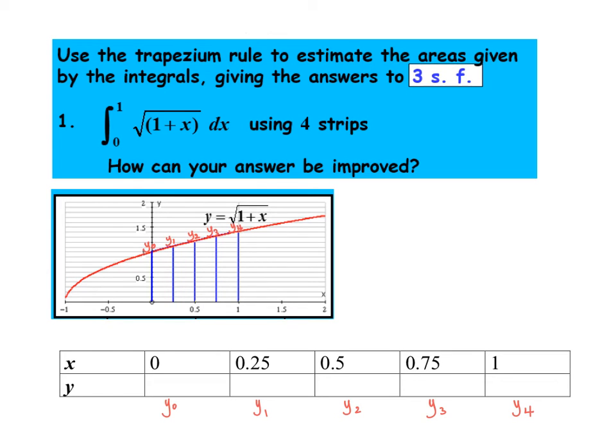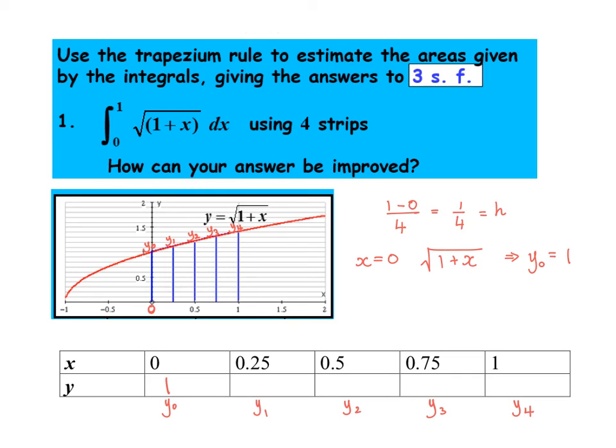And then if we are using 4 strips, we're going between 0 and 1. So the width of each strip, it'd be 1 minus 0 divided by 4. So the width of each strip, or the h, is equal to 1/4. So we've got to work these out. So we substitute our value of 0. When x is equal to 0, we want the value of the root of 1 plus x, which will give us our y0. So that tells me that y0 is equal to 1.